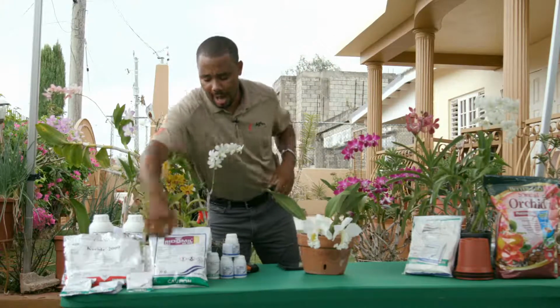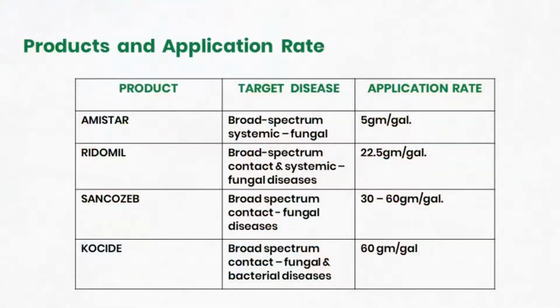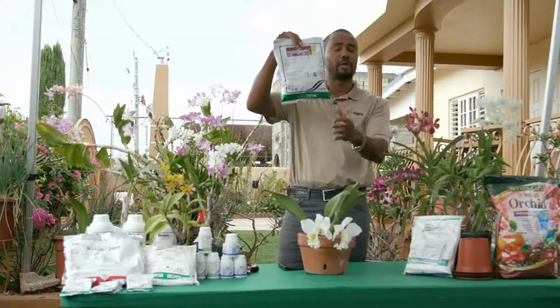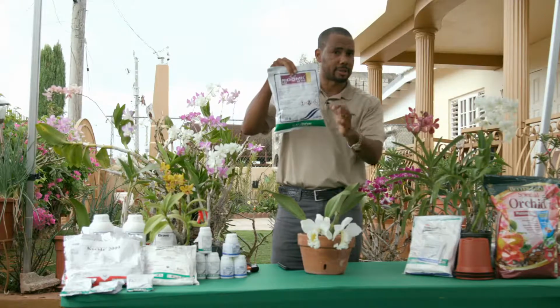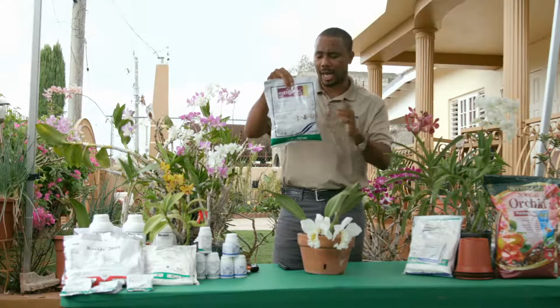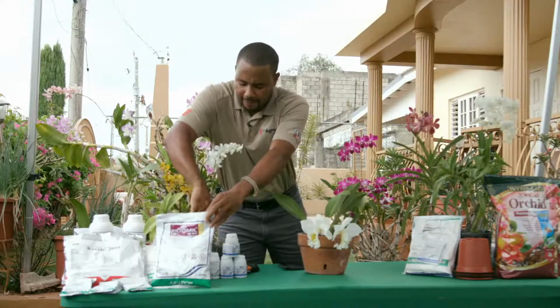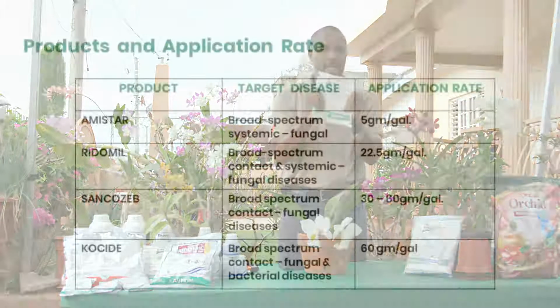We also have our Ridomil with, of course, the active ingredients. One of the active ingredients, your Ridomil is a tablespoon and a half, so that's 22.5 grams per gallon of water, which is 1.5 tablespoon per gallon of water. Next, we have Sancozeb. And Sancozeb offers you good protection.